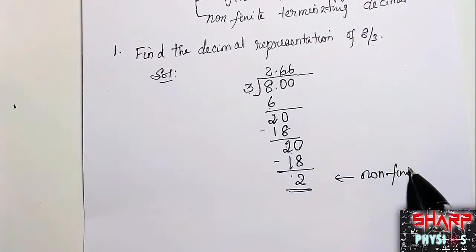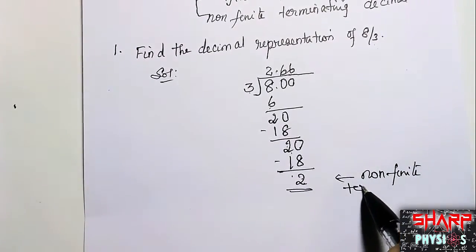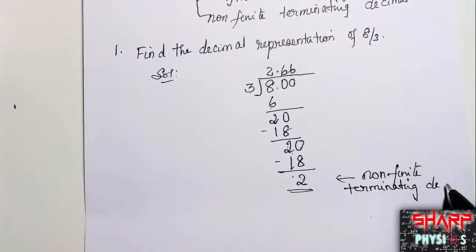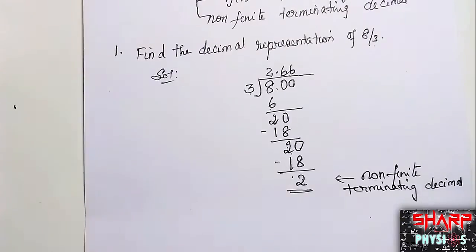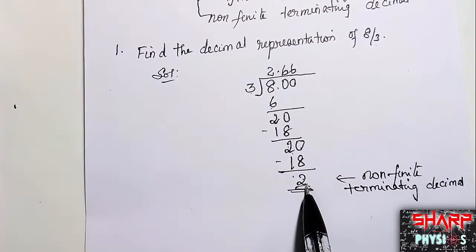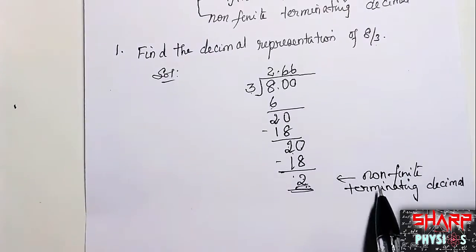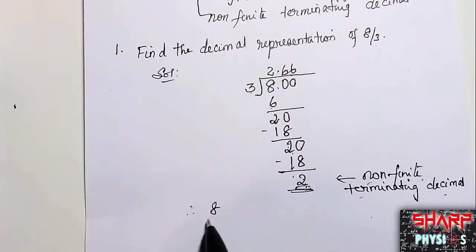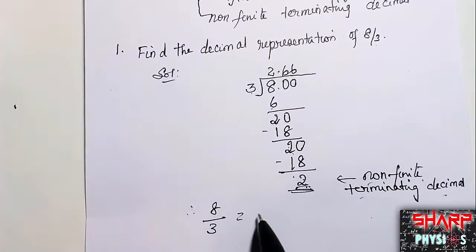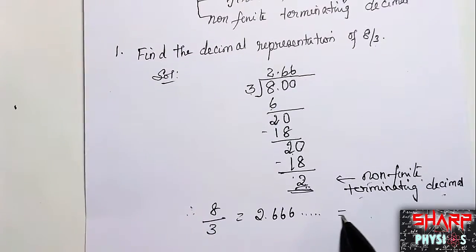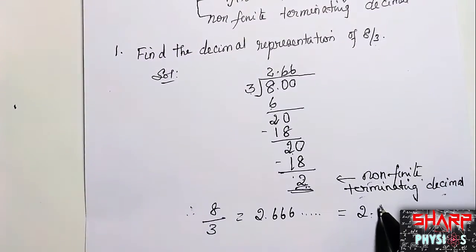That's why it is called non-finite terminating decimal. So when you find by long division method, when it is not terminating with 0, it keeps on repeating, which means it's called non-finite terminating decimal. Therefore the answer for 8 divided by 3 is 2.666, and it keeps on going on. So it will be written as 2.6 bar.